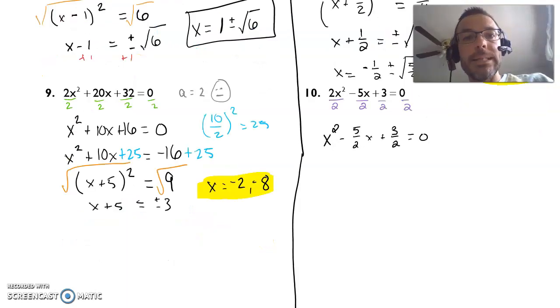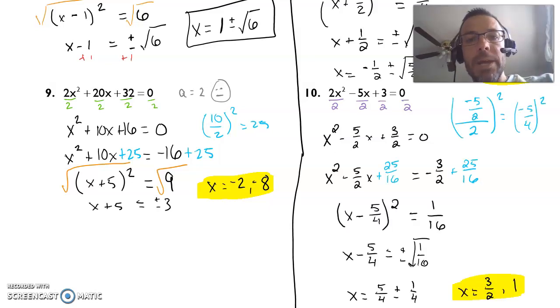Don't forget, you need to make sure a is equal to 1 here, so you are going to be dealing with coefficients that are fractions. And we get 3/2 or 1. If you're stuck on this part, please make sure you get in touch with me, because we are going to be using this as we flip to the next page.